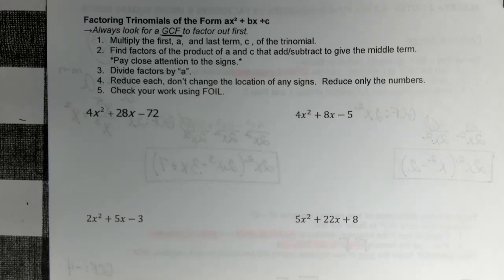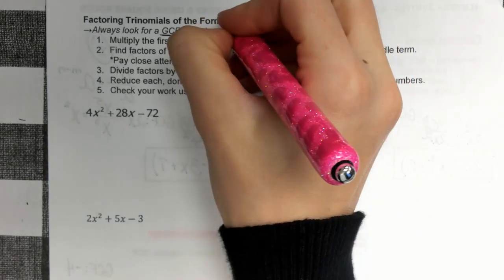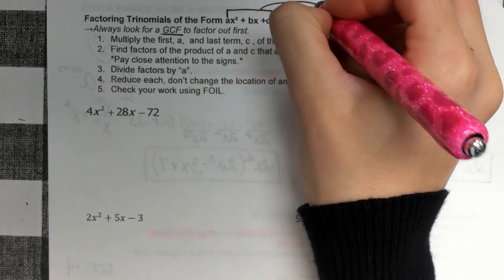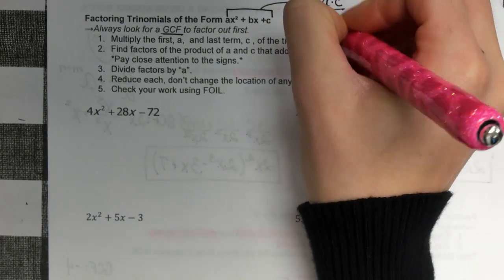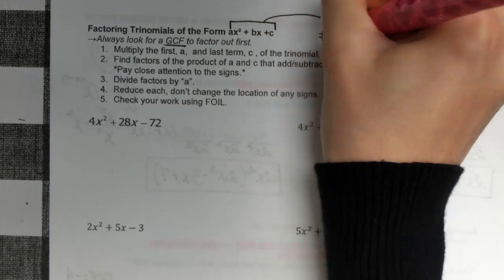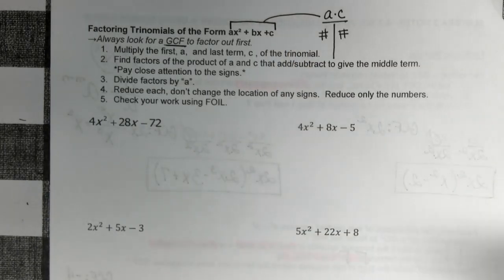If there's not a GCF, or even after you take out a GCF, what you're going to do is multiply your first number times your last number, that A times C. Okay? That number is going to be the new number that you take factors of. So if it were a 2 and a 3, I'd multiply them to get 6. I would take factors of 6.